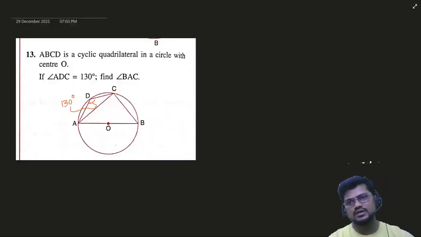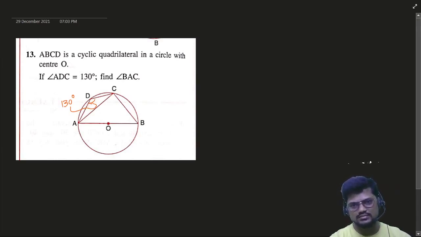See over here, as you can see, this is 130. So this will be how much? Since it's a cyclic quadrilateral, this will be 50. And since AB is a diameter, this will be 90. Now, if this is 90, then what will be this angle? This will be 40, by using the angle sum property of triangles. Now we'll move to the next.